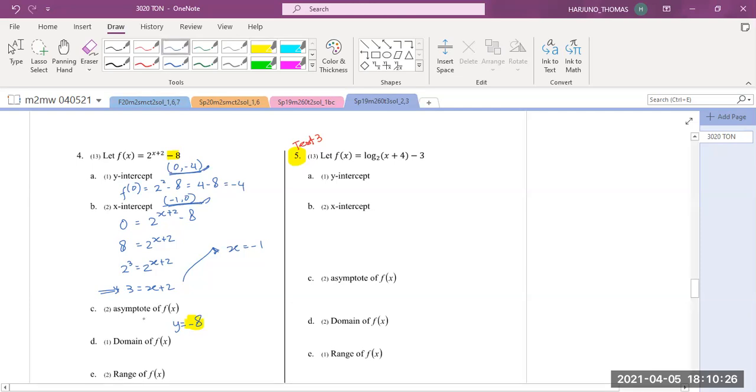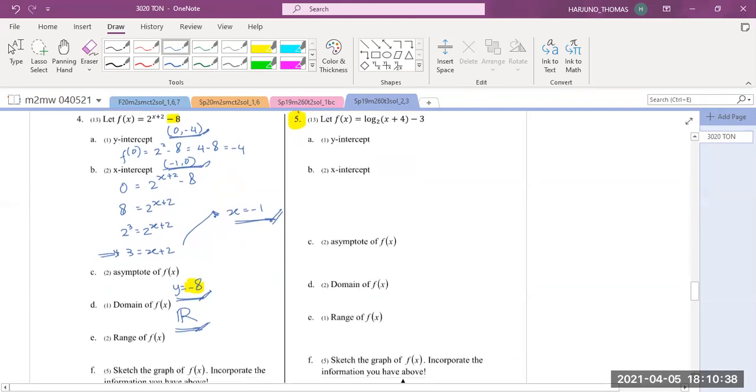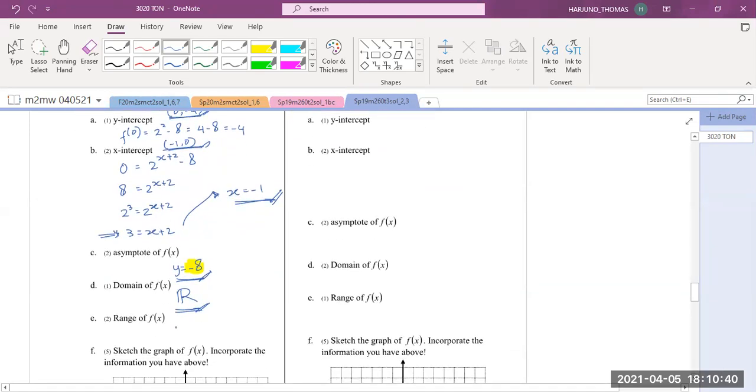How about the domain of the exponential function? The domain is all real numbers. That's easy. How about the range of that function? The range starts from the asymptote, not including the asymptote.